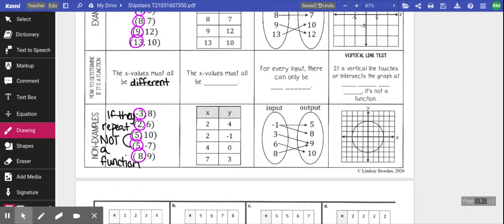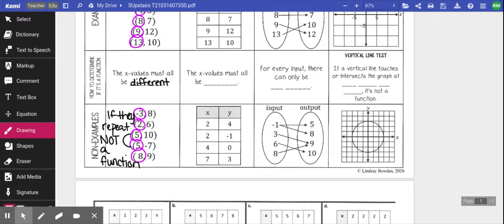What about the one over there? What do you mean? Here? Yeah. We'll get to the mapping. We'll get to that one. Okay? So when we're looking at ordered pairs, we need to look at the first number. If they repeat, it's not a function. They have to be the exact same number. So 5 and 5. -2 and -2. Questions there?